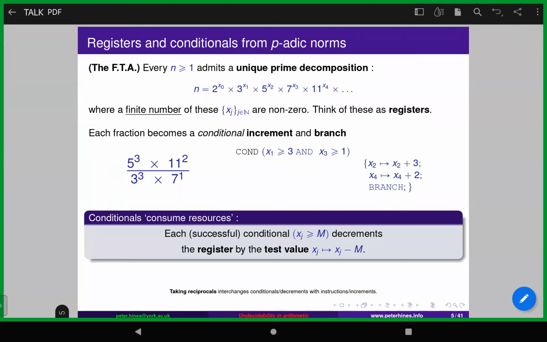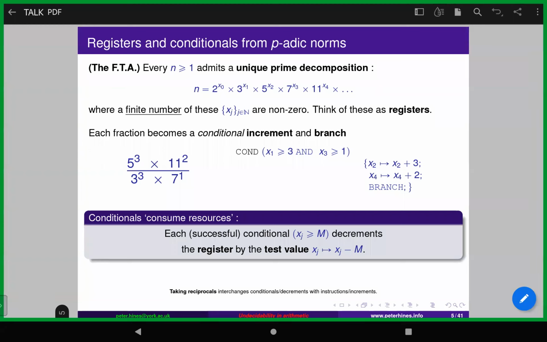And what we see then, when we multiply by a fraction, we assume it's in its lowest form for simplicity, we have a conditional. So the conditional statement is, if we divide by this denominator, do we get a whole number? So we can ask ourselves, is the power of 3 at least 3? Is the power of 7 at least 1? If these conditions are true, what happens is that then we increment other registers. So we take the power of 5 and increment that by 3, the power of 11 and increment that by 2, and then we branch back to the beginning of our program.